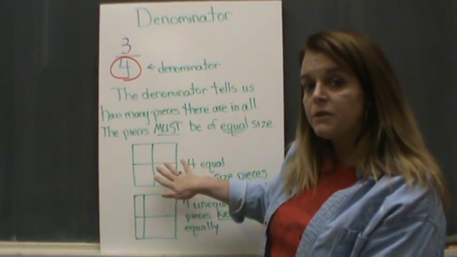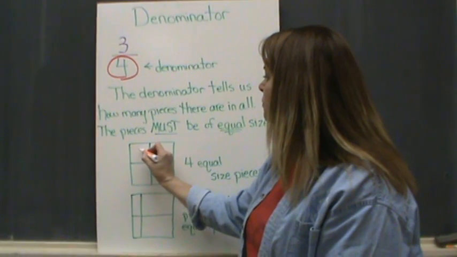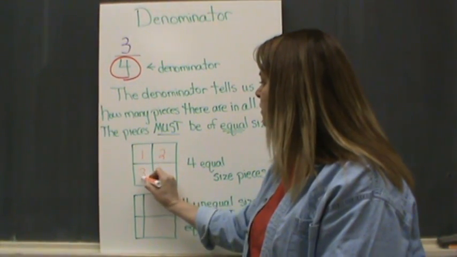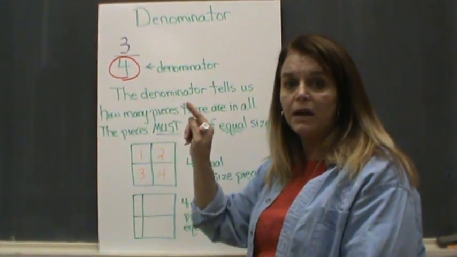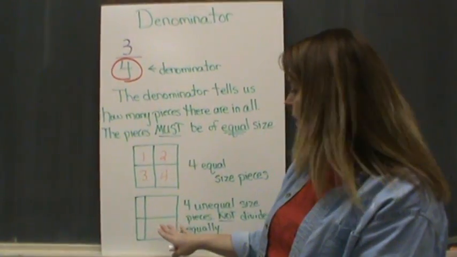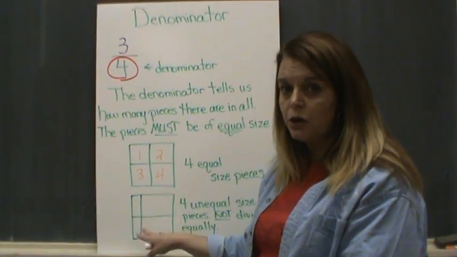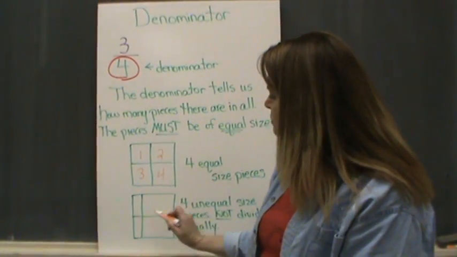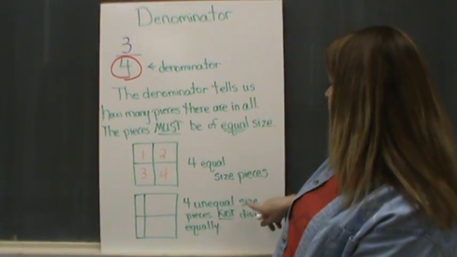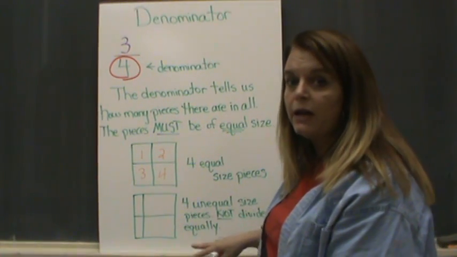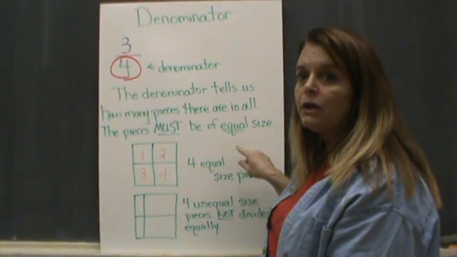Look at my first box. First box shows a square that has been divided into 4 equal size pieces. 1, 2, 3, 4. So this would make a good 4 equal size pieces for my denominator. However, if you look at my bottom drawing, I have the same size square, but you'll notice that the pieces that I've divided it into are not equal size. These are much smaller than these over here. So this would not make for a good denominator because the 4 unequal size pieces, they're not divided equally. And we remember from above that the pieces must be of equal size.